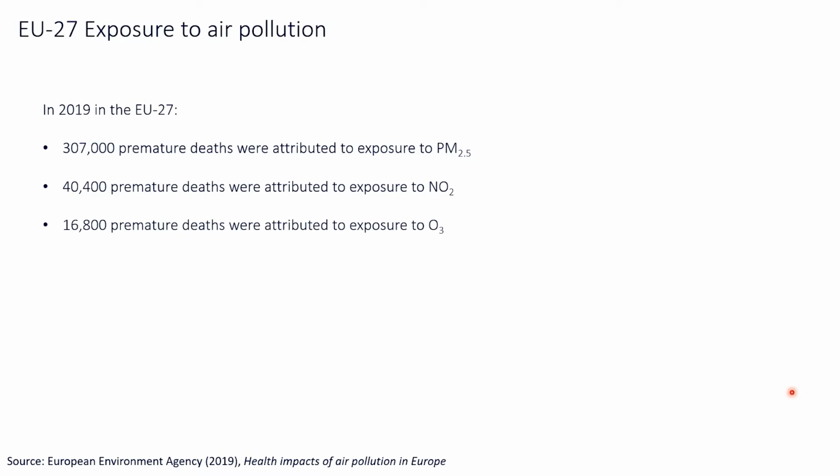Now, what is the result of this exposure to air pollution? Well, over 300,000 people experience premature deaths because of PM 2.5 microns. Over 40,000 because of nitrogen dioxide, and almost 300,000 for tropospheric ozone. So there's an impact on health and a very strong impact on mortality.